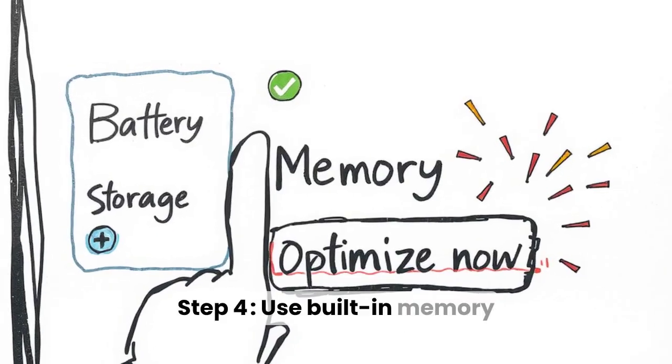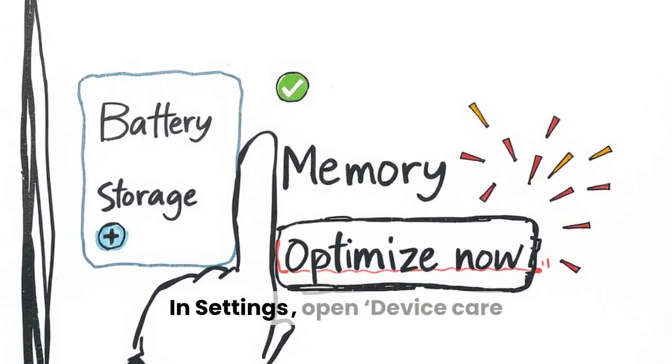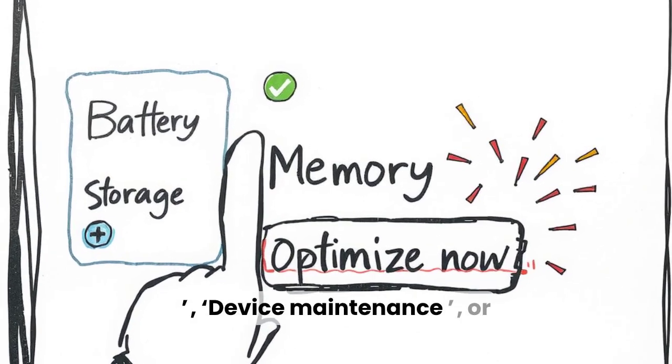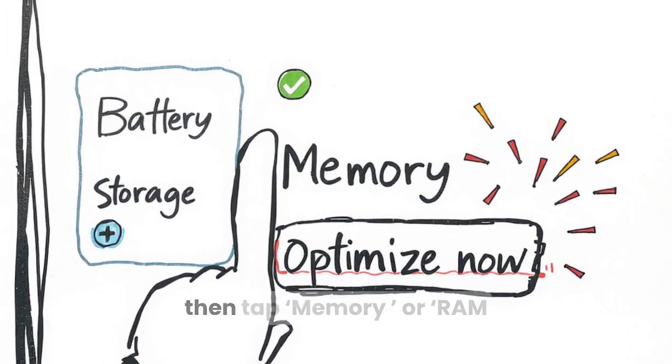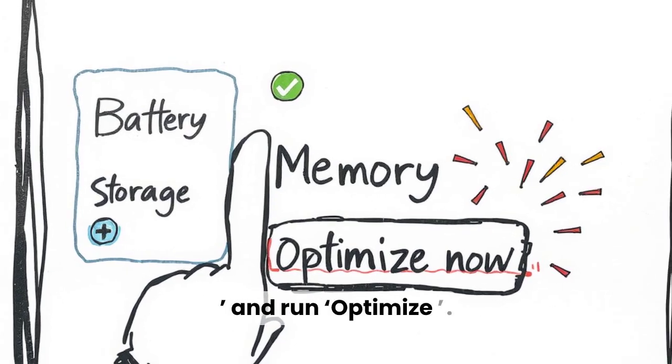Step 4. Use built-in memory tools. In Settings, open Device Care, Device Maintenance, or Battery and Device Care, then tap Memory or RAM and run Optimize.